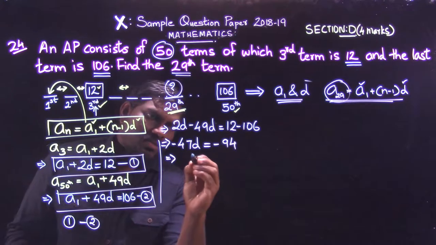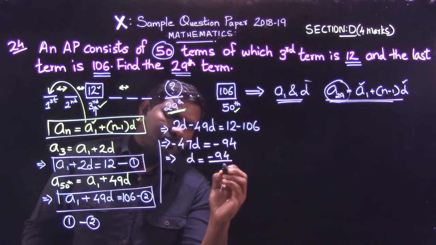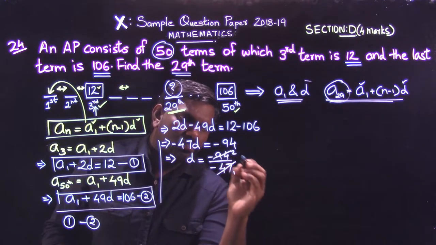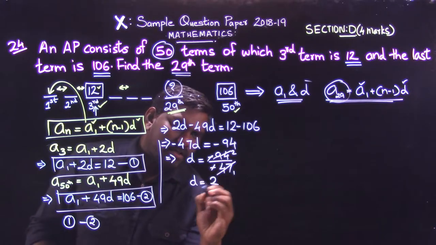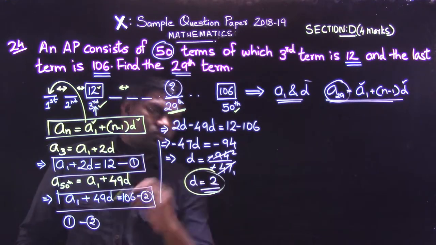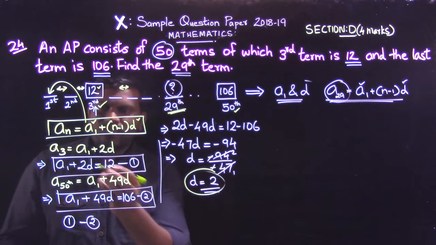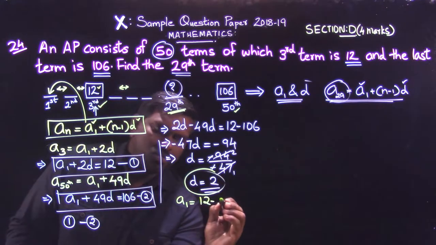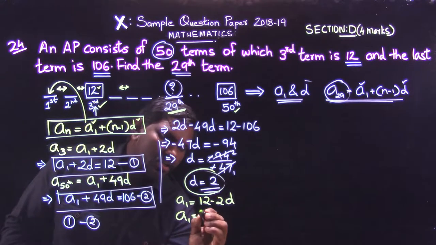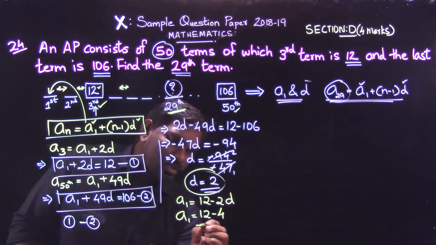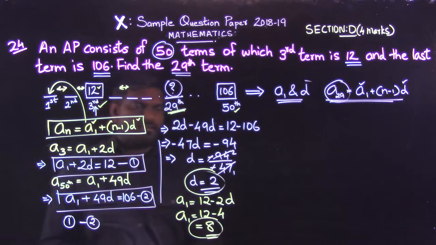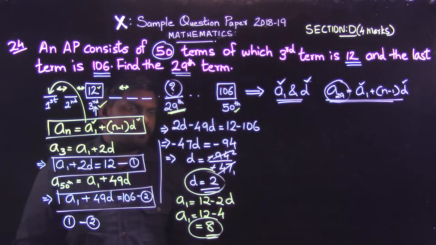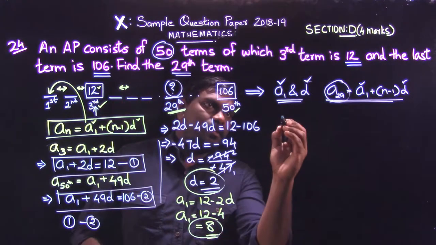Fine, which gives me d is going to be minus 94 by minus 47. What is 47 into 2? Yes, it's 94, and minus gets cancelled. So what is the value of d? d is equal to 2. Clear? From this d, you can easily find the value of A1. So A1 is equal to 12 minus 2d. Right? So A1 is 12 minus 2d, which is 12 minus 4, equal to 8. So A1 is 8 here. Clear? So I got the values which I wanted, A1 I got right now, and d also I got it. Fine. Now what else is there? If you find A1 and d, I will write it over here.